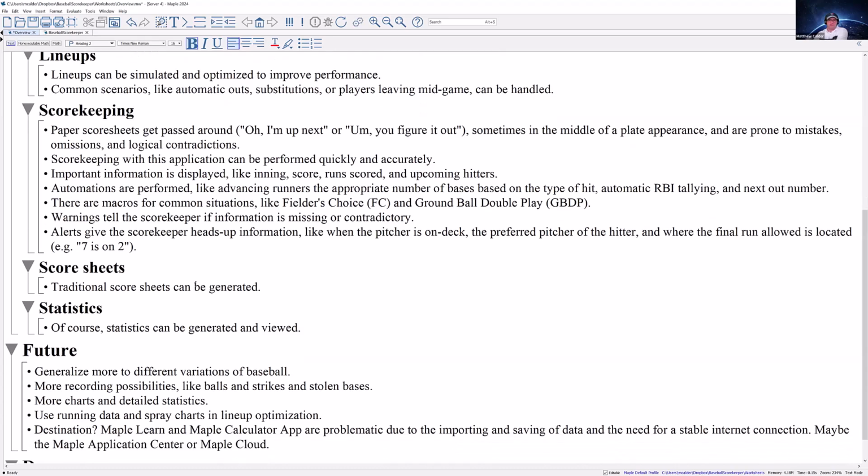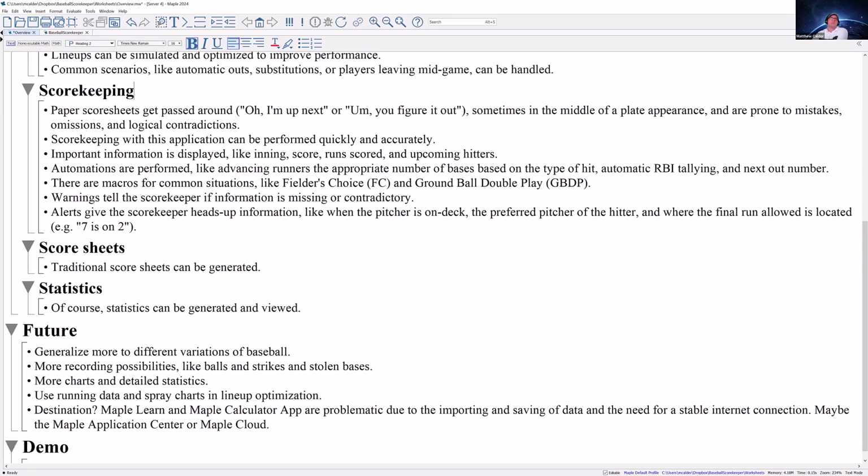When you're scorekeeping, important information is at the ready: things like the inning, the number of outs, who's coming up in the lineup. You take advantage of automation. Let's say you have runners on base and the hitter hits a single, all the runners are advanced 1 base, and if they take an extra base, you can adjust as necessary. Things like the out number and the number of RBIs are automatically tallied. There are also macros for common situations like a fielder's choice or a double play.